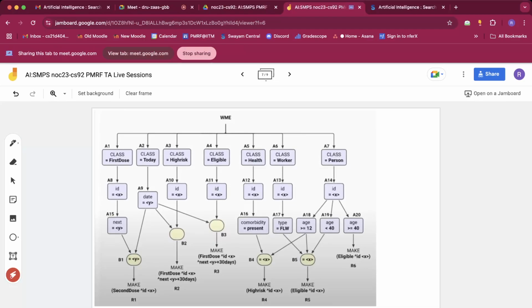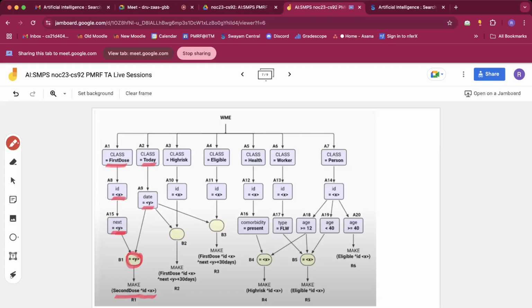If you follow this particular line, this and this, what this tells us is that if a person with ID X already has a first dose and the next dose of that person is scheduled on date Y, and if today happens to be date Y, then we will fire this rule, which says that X now has the second dose of vaccine.